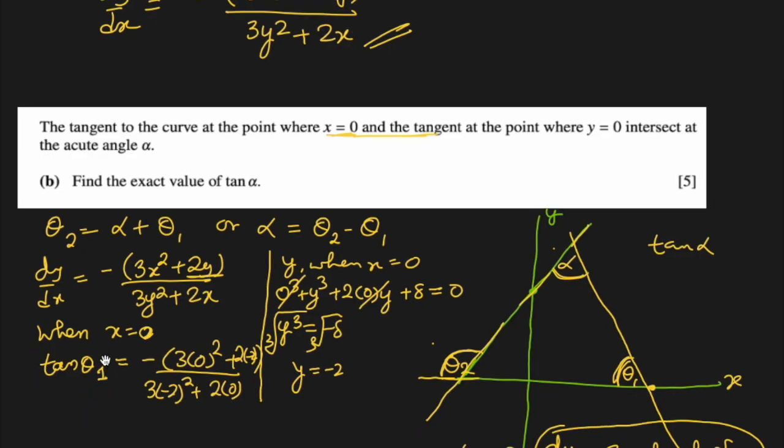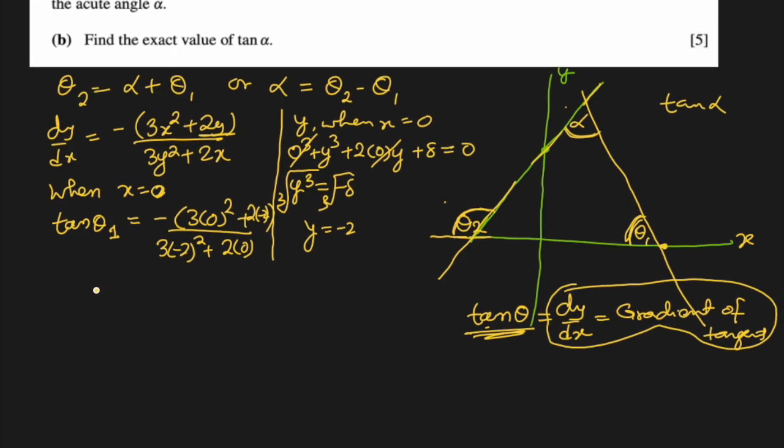So we are getting tan theta here, which is minus, this is 0, this is 0, ignore, minus 4 over, this is positive 4 times 3, 12. So it comes out to be 1 over 3. That is theta 1. Let's call it tan theta 2.